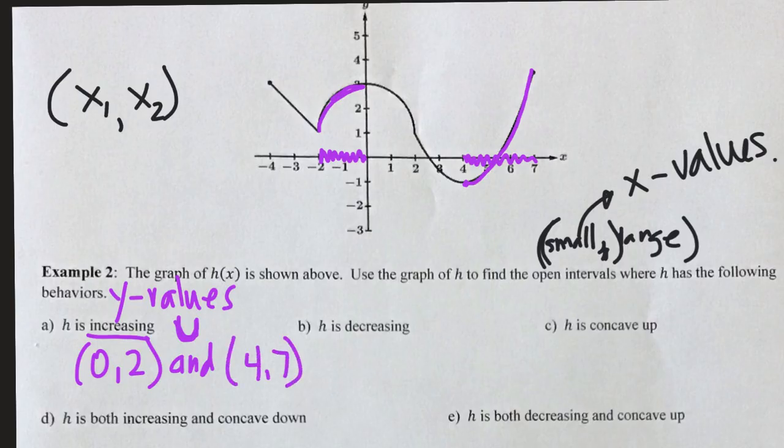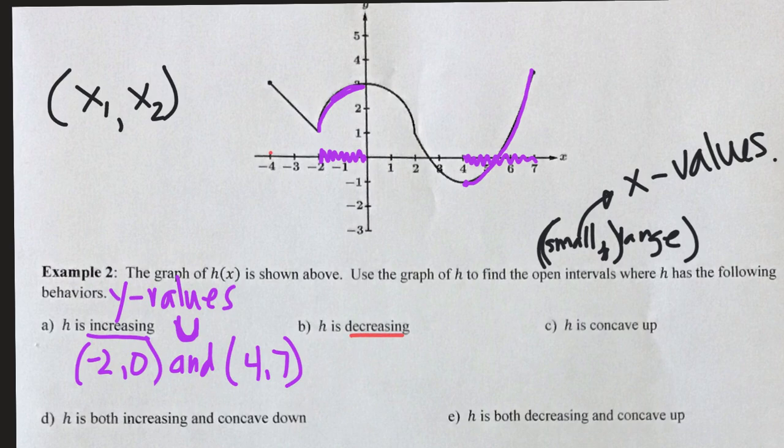Oh, sorry, not 0 to 2, that's -2 to 0. Whoops. Well spotted. -2 to 0. That is the interval where they're going up. And then 4 to 7 is also where the graph's y values are increasing. Okay, so then where is the y values decreasing?